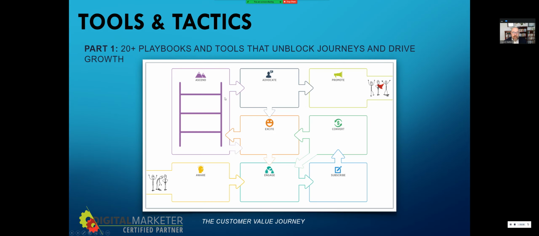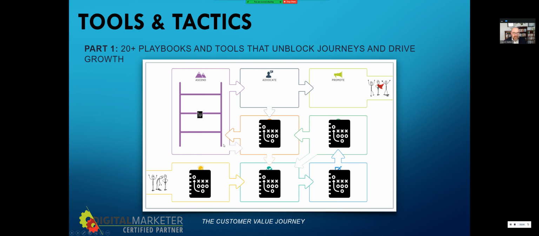Tools and tactics. This is a schematic, or this is a diagram of the eight steps of the value journey, variously called the customer value journey, the client value journey. These are the eight steps to the marketing system. And we have tools and tactics that we'd recommend in each of these stages to optimize the way you do business. And that's part, again, of the optimization process.